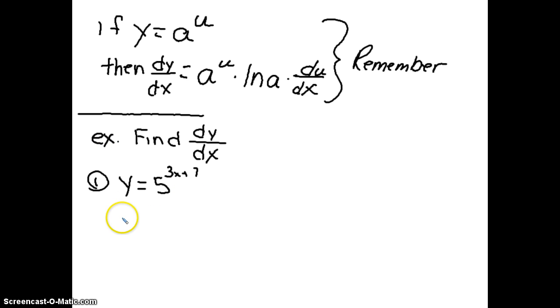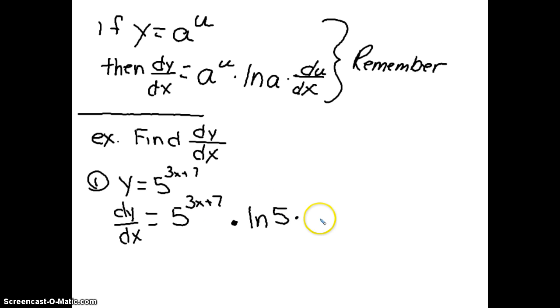And so what we're going to get here, the derivative, this is exactly the rule. There's no other rules in place. This is a to the u. So you take the whole thing and you rewrite it exactly the way it was written, times the ln of your base. So that's 5. And then times the derivative of the power. And the derivative of 3x plus 7 is 3. Done. The derivative of 5 to the 3x plus 7 is 5 to the 3x plus 7 times ln 5 times 3. All right, let's do another one.